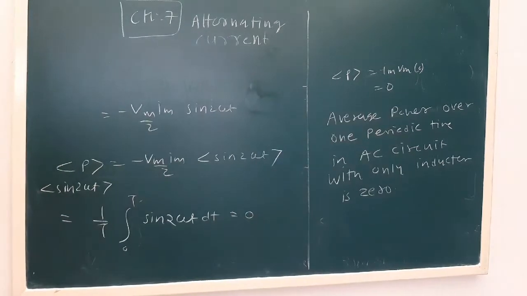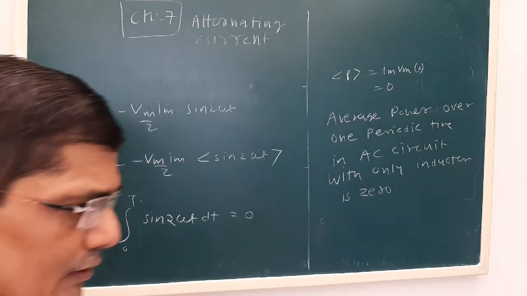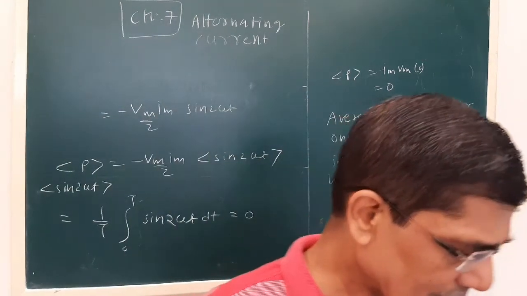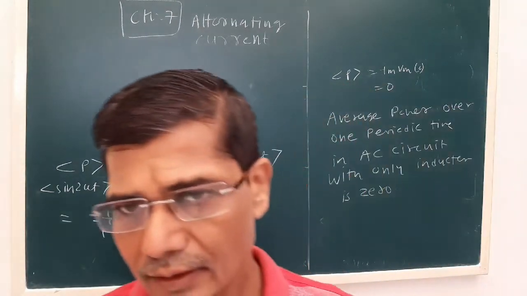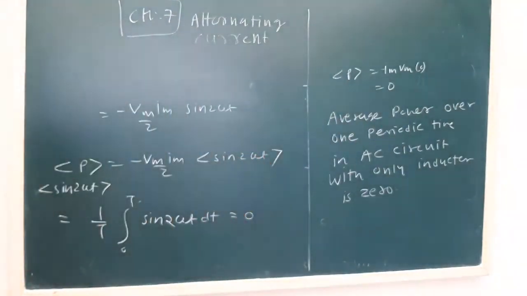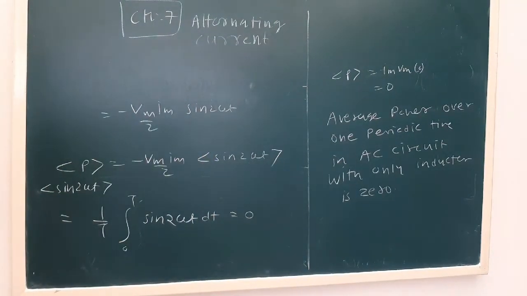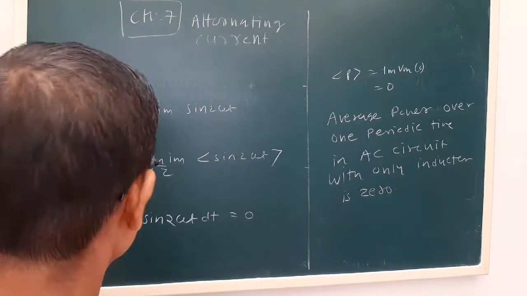So this is how we have derived the equation of current and power for the AC circuit with only inductor. We have seen that in AC circuit with only inductor, the current lags behind the voltage by pi by 2, and the power over one periodic time for AC circuit with only inductor is 0. Now the next, third important component, is the capacitor.